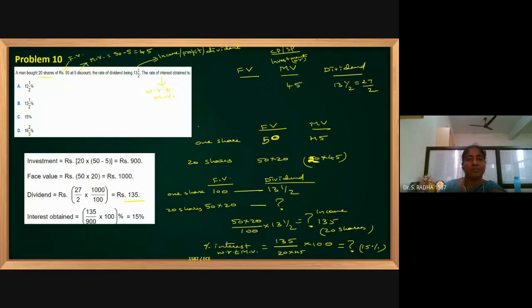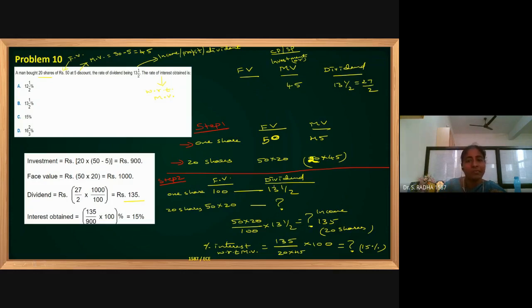In step 1, we have calculated for 1 share and 20 shares, the face value and market value. In step 2, what we have done? Step 2, taking the dividend into account. 13 1 by 2 is that dividend for 100 rupees.